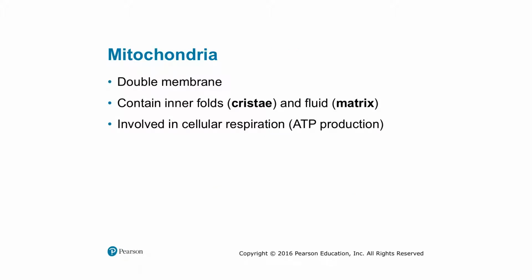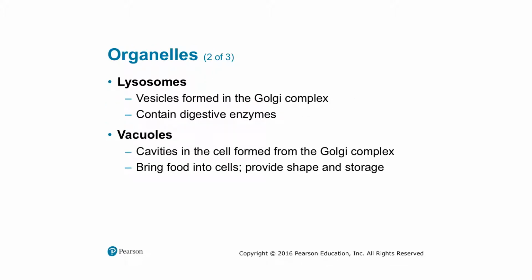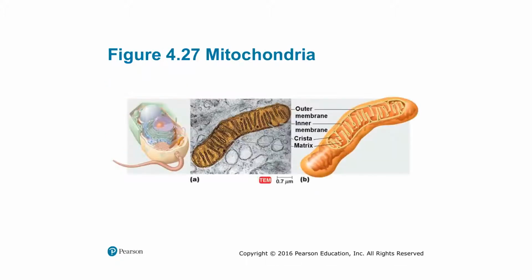The mitochondria have a double membrane, and they contain inner folds called cristae and a fluid called the matrix. It's involved in cellular respiration, so ATP production. And some other organelles you might see are the lysosomes, that are vesicles formed in the Golgi complex that contain digestive enzymes, and vacuoles. These are cavities that are formed from the Golgi complex. They bring food into cells and provide shape and storage.